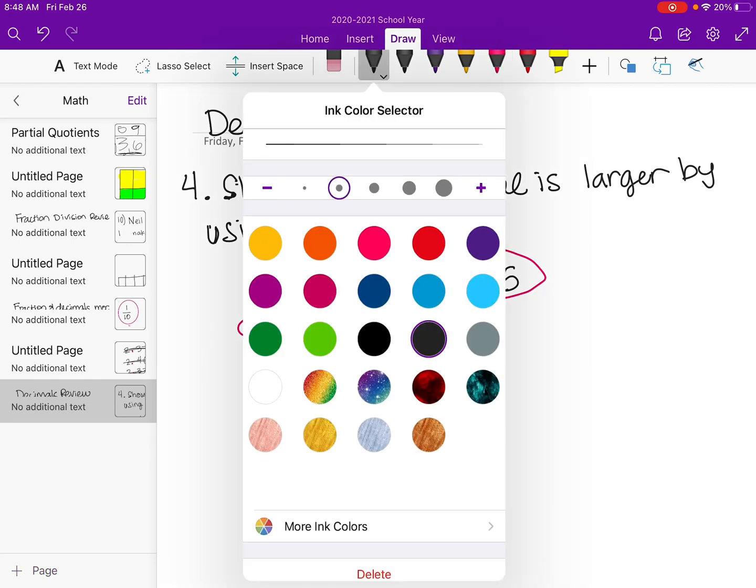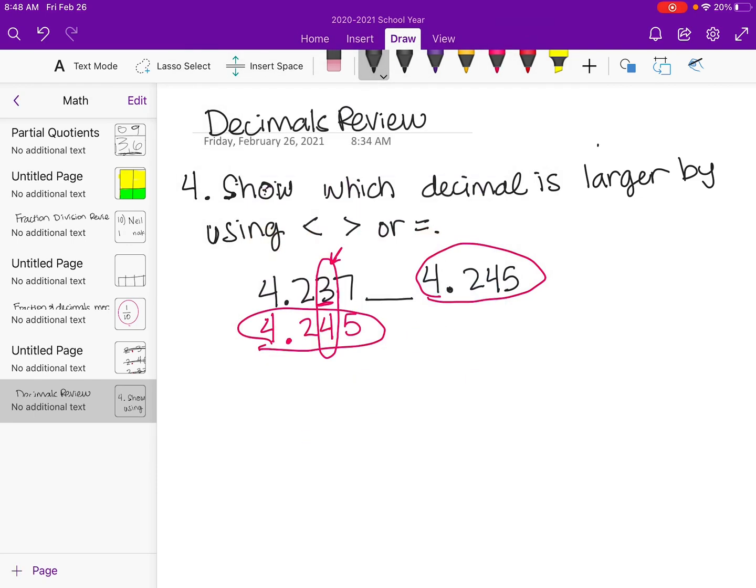So when I'm writing in my greater than, less than, or equal to symbols, I need to make sure that my greater than side, which a lot of people like to think of as the alligator mouth, is eating the bigger number. So the greater than side is pointing to, or is opened towards, that bigger number. So my answer is 4 and 237 thousandths is less than, so the less than is pointing there, less than 4 and 245 thousandths.